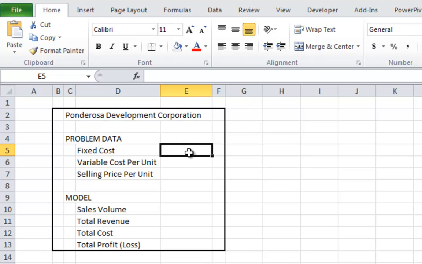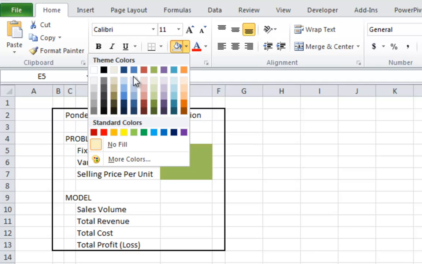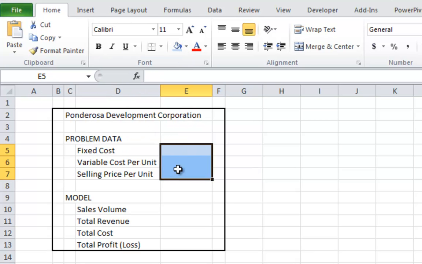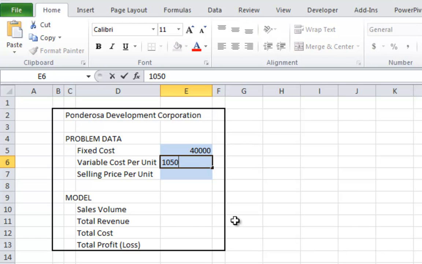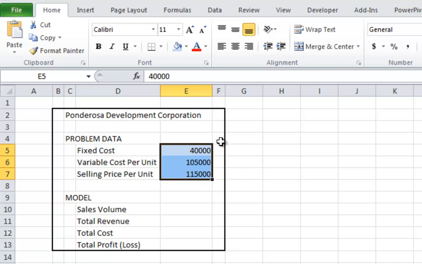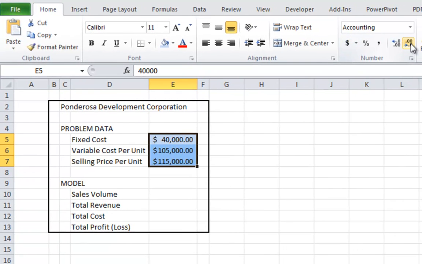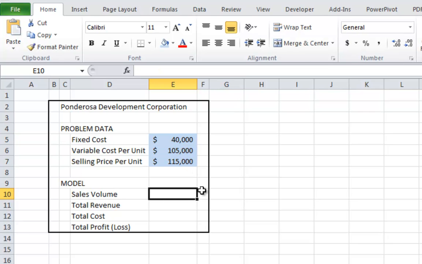So we need to put in the data. I like to highlight it in a color to remind me that I need to put something in. So I'm going to use this light blue. I like this color blue. The fixed cost we had determined was $40,000. The variable cost we had determined was $105,000. And the selling price per unit was $115,000. So let's make all of those money and get rid of the cents, since we're dealing with such large numbers.